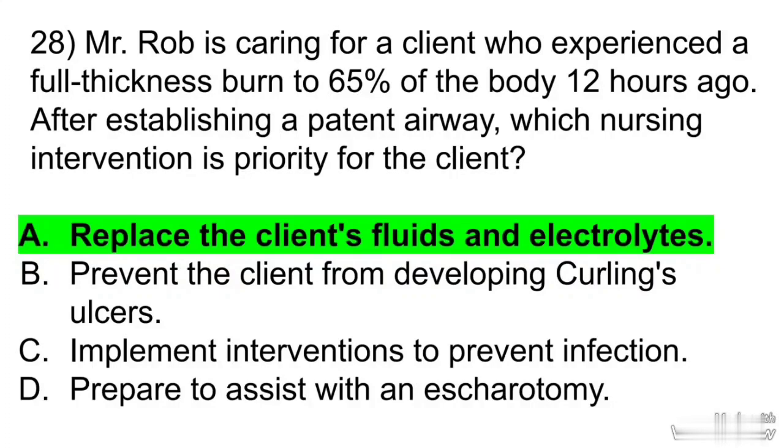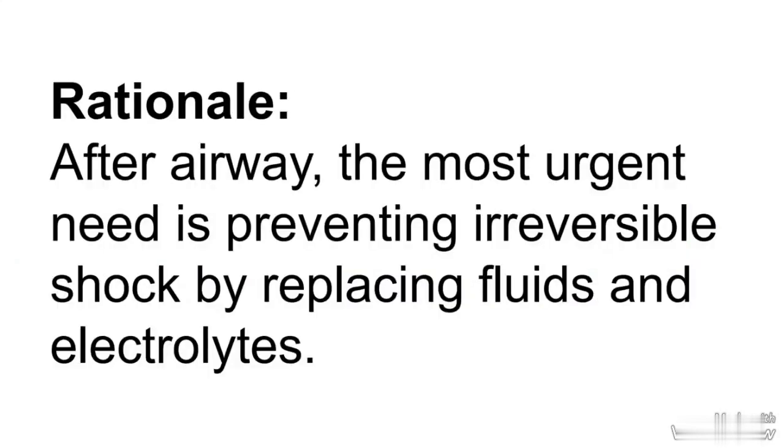28. Mr. Rob is caring for a client who experienced a full thickness burn to 65% of the body 12 hours ago. After establishing a patent airway, which nursing intervention is priority for the client? A. Replace the client's fluids and electrolytes. B. Prevent the client from developing Curling's ulcers. C. Implement interventions to prevent infection. D. Prepare to assist with an escharotomy. Rationale. After airway, the most urgent need is preventing irreversible shock by replacing fluids and electrolytes.